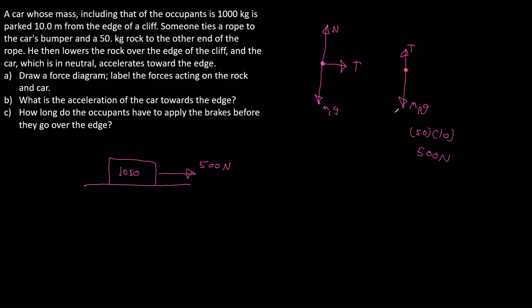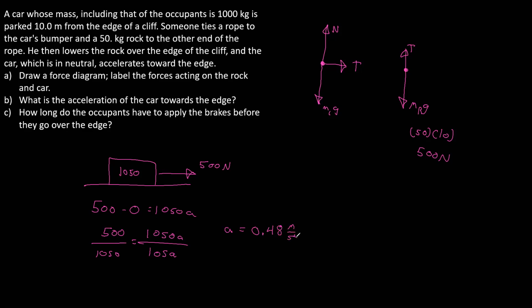And because there's no friction, I have nothing to the left. So I make my system right minus left, and there's nothing to the left, equals mass times acceleration. And so if I divide both sides by 1050, I get an overall acceleration of 0.48 meters per second squared.